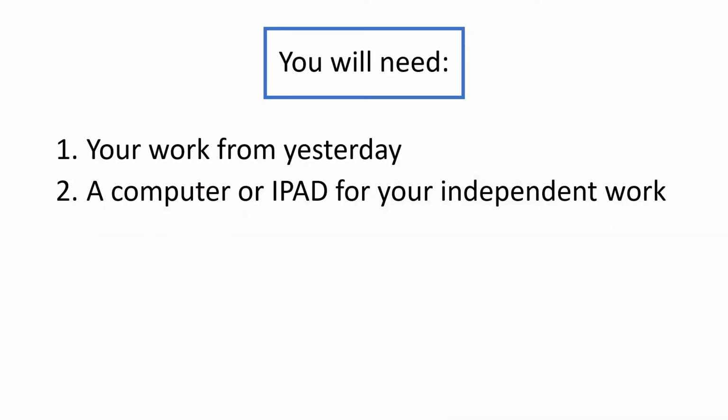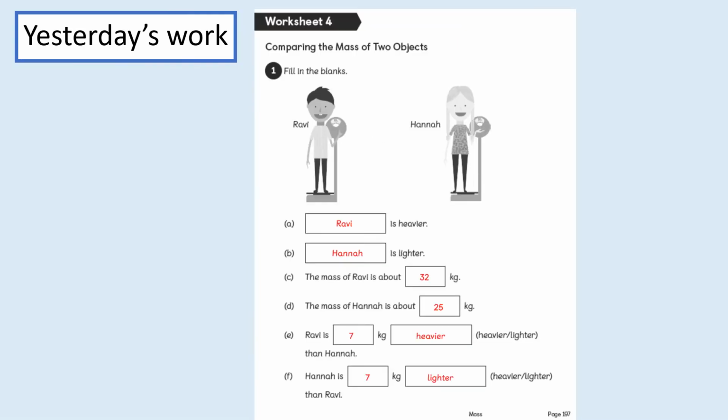So we don't need everything we normally need during our maths lessons today because our video is a little bit shorter and our activity is slightly different. But today we are going to need our work from yesterday so that we can mark that together. And then for your independent work, you're going to need either a computer or an iPad or a mobile phone, anything that you can access your Mathletics with. Okay, so let's get going with marking our work from yesterday.